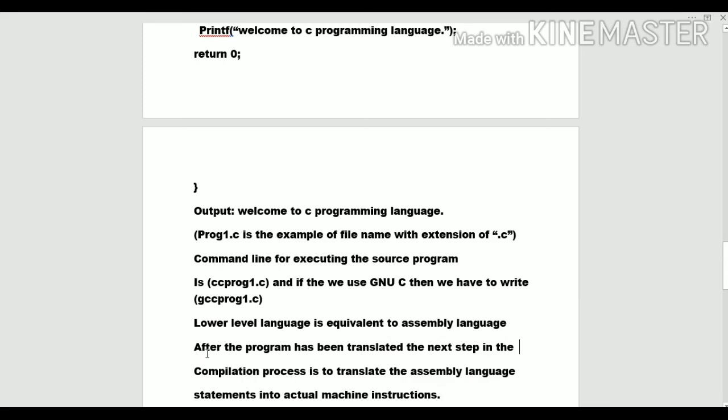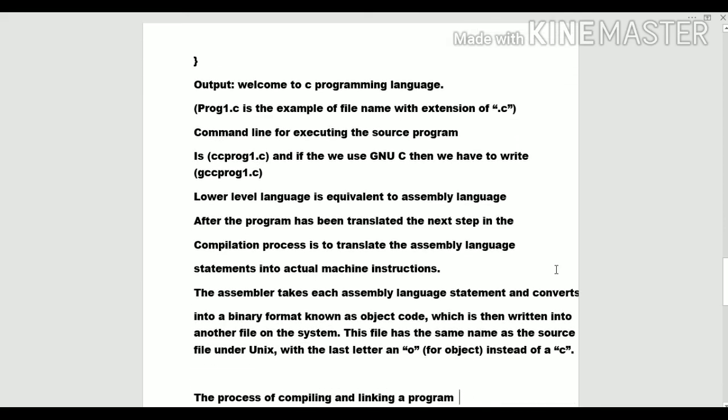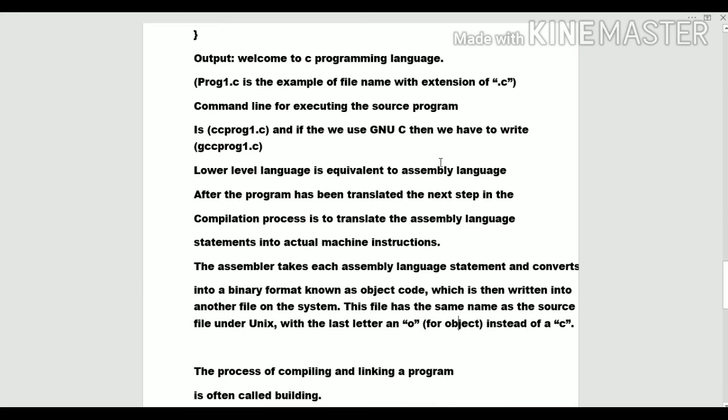Here I have written this. After the program has been translated, the next step in the compilation process is to translate the assembly language statements into the actual machine instructions. What the machine can understand is machine instructions only. So we have to convert our assembly language into machine instructions. This is the work of the compiler. The compiler first converts our program into the lower level language, meaning assembly language, and after that converts the assembly language into the actual machine instructions.